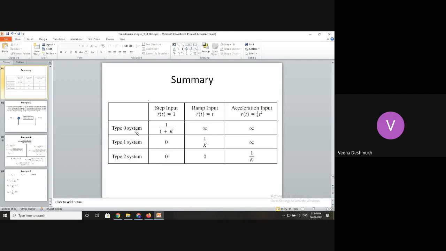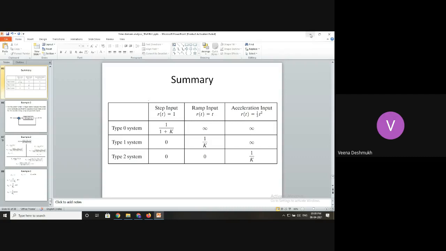So for a type 0 system, for step input, it is 1 divided by 1 plus K, and for the ramp input, it is 1 by K. Here, this infinity or 0 indicates that this is a condition where it cannot be used at all, the system cannot be designed around this. So these are the values for type 0, type 1 and type 2 systems, where you have the steady state errors.